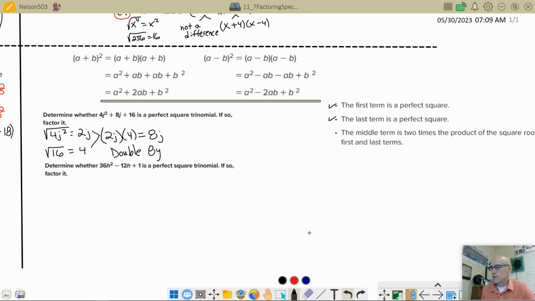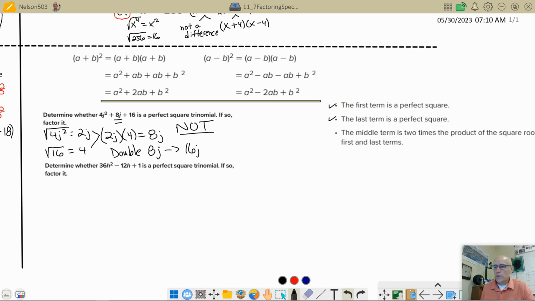Oh geez, why did I put a y there? My pen just went crazy. 8j. So what do we get when we double 8j? We get 16j, right? So they're trying to trick us here. This is not a perfect square trinomial, so we don't factor it. That's what you do on the homework today if you run into one of these. So we got to do the check first before we can apply the rule.